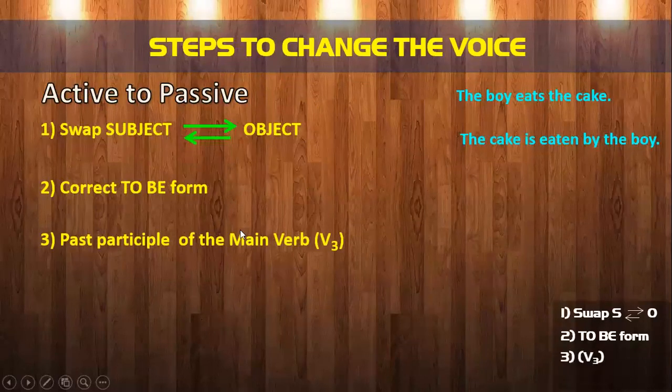Third step is every main action or main verb is going to change to its past participle form. That means eats, which is the only main verb here, is going to change to eaten.